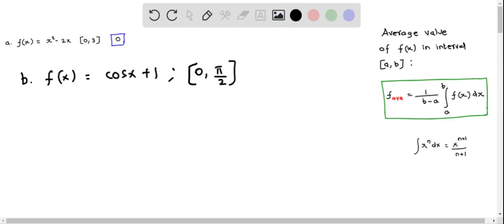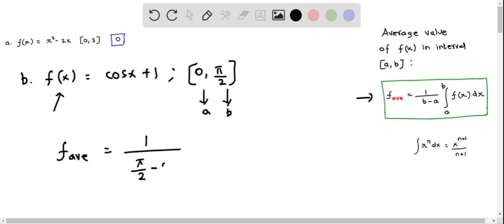Let's now determine the average value of the function f of x equals cos x plus 1 defined in the interval 0 to pi by 2. So once again we determine a and b: a equals 0 and b equals pi by 2. So let's utilize this average value function formula, that is f average equals 1 over b minus a, which is pi by 2 minus 0. So a is 0 and b is pi by 2.